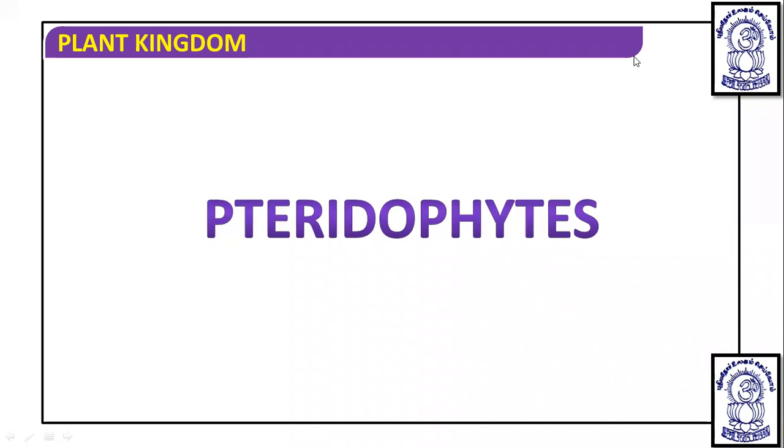In previous classes, we have initiated this chapter, that is plant kingdom, and in that we have already covered the algae and bryophyta. In today's lecture, we are going to discuss pteridophytes in detail. Now, if we understand this word pteridophyta, these are somewhat more evolved plants than the bryophytes.